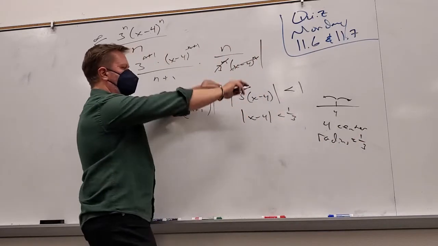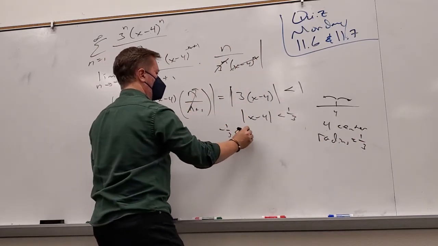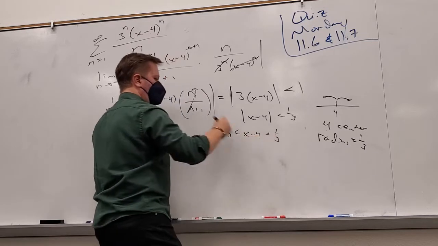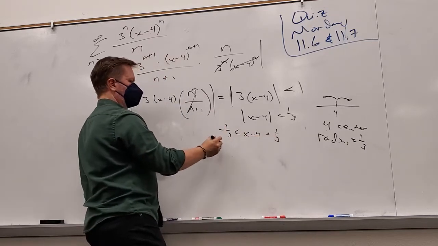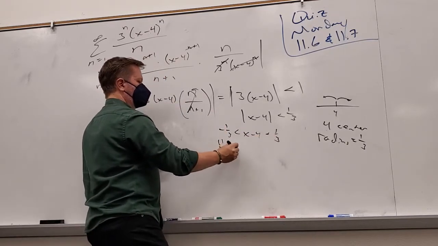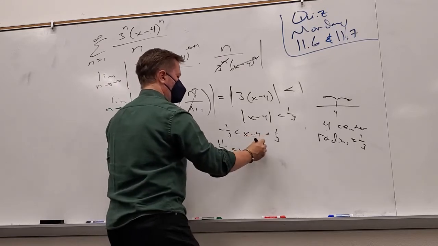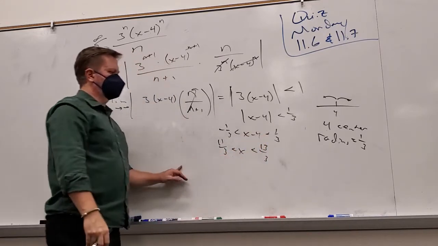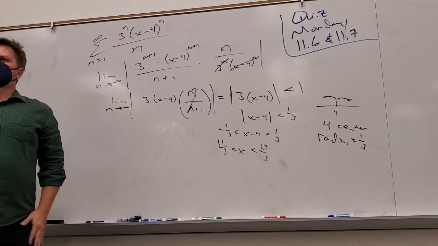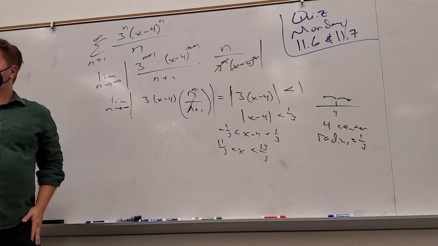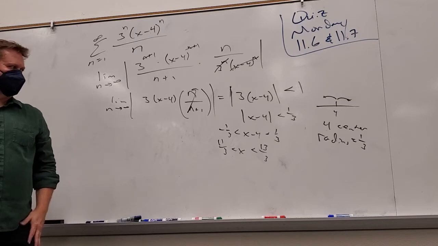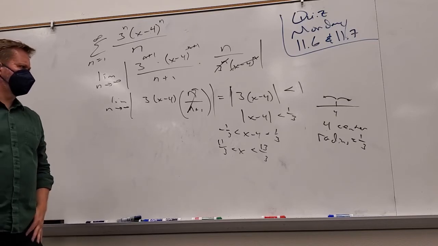But now I have to solve this. So I get negative 1/3 less than x minus 4 less than 1/3. Add 4 everywhere. So I get, what is that, 11/3? 13/3? Is that right? Thank you. Is this a sign switch again? What do you mean? Like when you have an inequality.